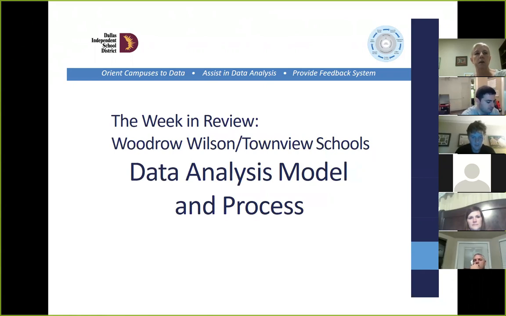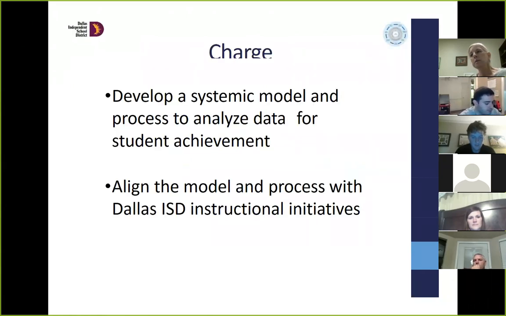And that's what I want to focus on with you guys tonight. We also talked about how important it is to have a systemic model as well as a process that's focused on data that is going to improve student achievement.